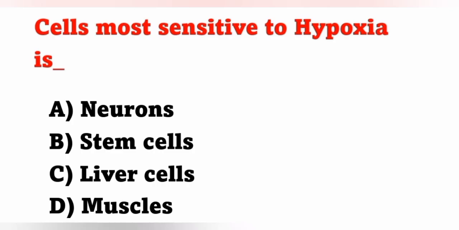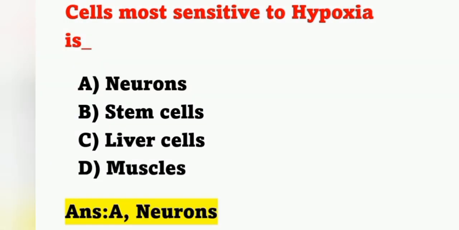And the next question, cell most sensitive to hypoxia is: option A neurons, option B stem cells, option C liver cells, option D muscles. Hypoxia means decreased oxygen content in the tissue. So the cell most sensitive to hypoxia is neurons. Option A is the correct answer.